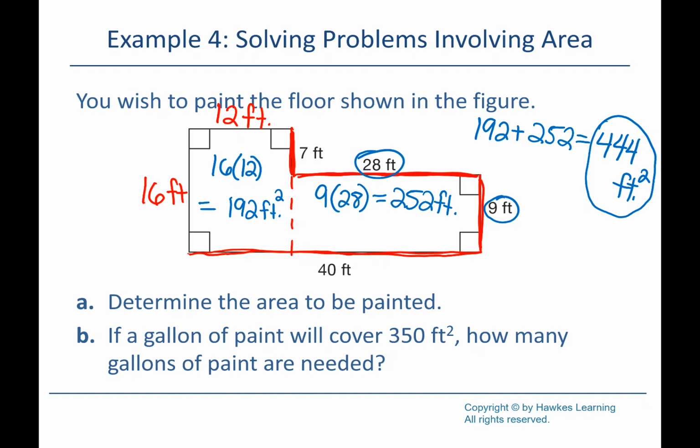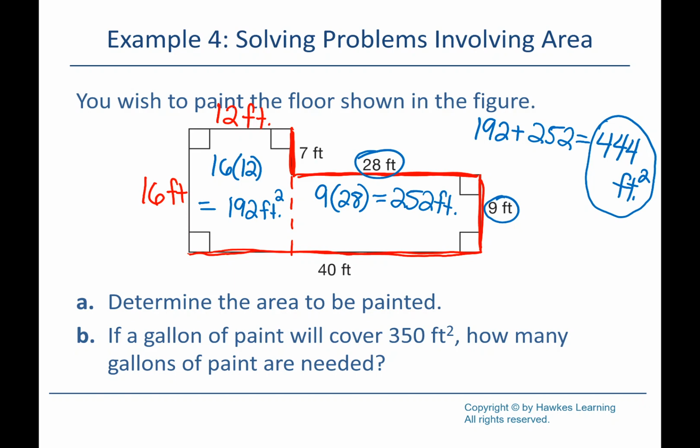All right, B says if a gallon of paint will cover 350 square feet, how many gallons of paint are needed? Real life here, so if we can only buy it in gallons, 350 square feet won't do it, right? That's not enough. We'll go 2 gallons, it'll cover 700 square feet, right? 350 by 2. So here we're not looking for a mathematical answer, we're looking for a practical answer.